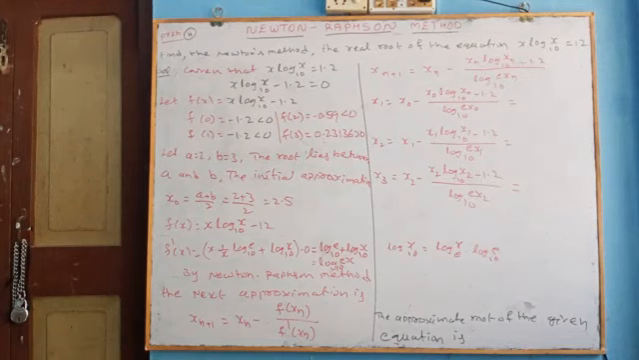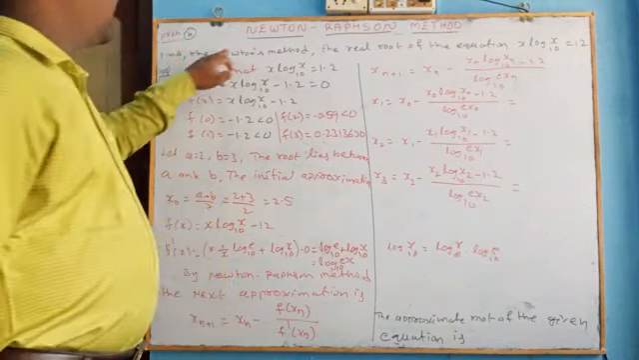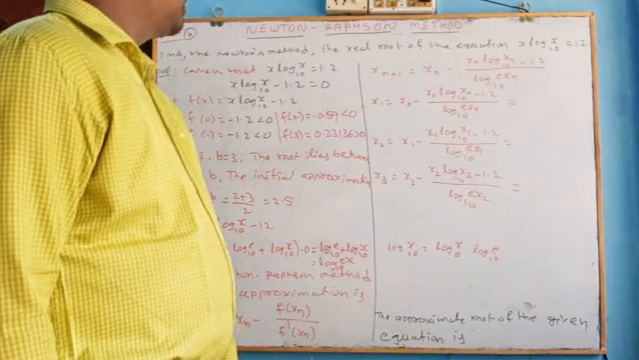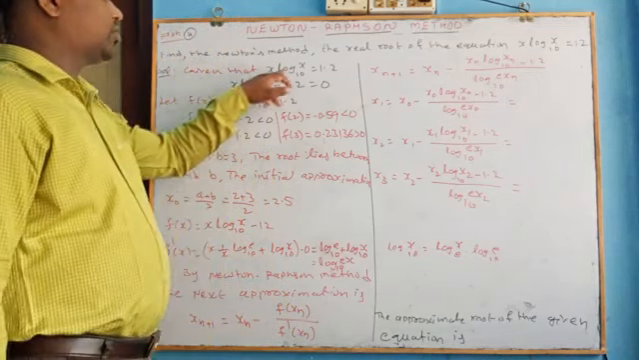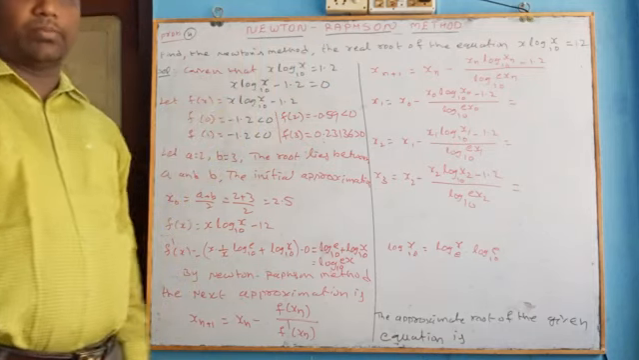Okay, fourth problem. Find by Newton's method the real root of the equation x log x base 10 equals 1.2, correct to 3 decimal places. So given that x log x base 10 is equal to 1.2, from the left side, x log x base 10 minus 1.2 is equal to 0. Let f of x be equal to x log x base 10 minus 1.2.